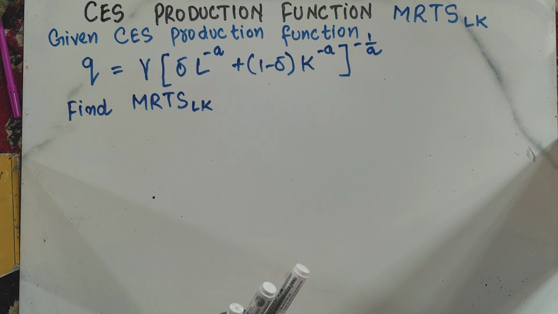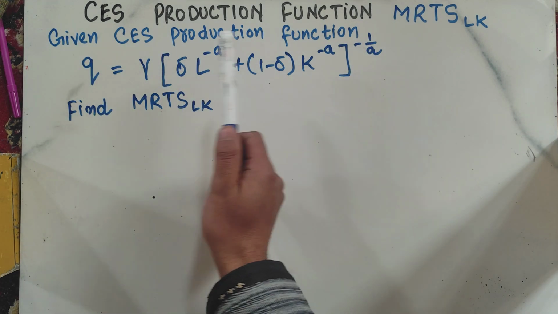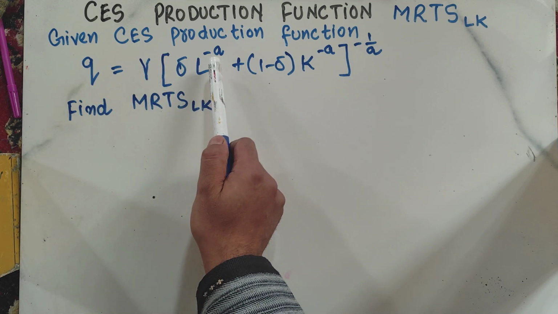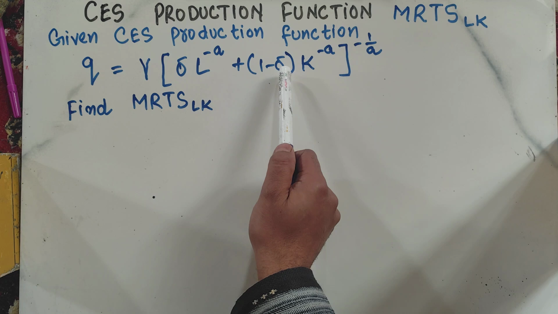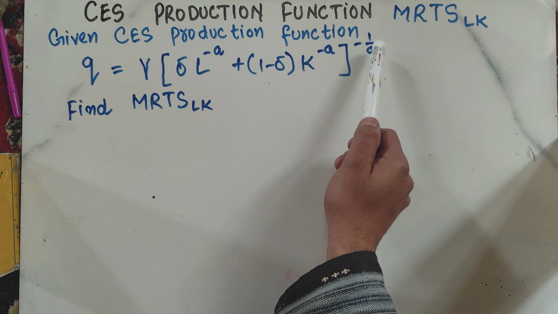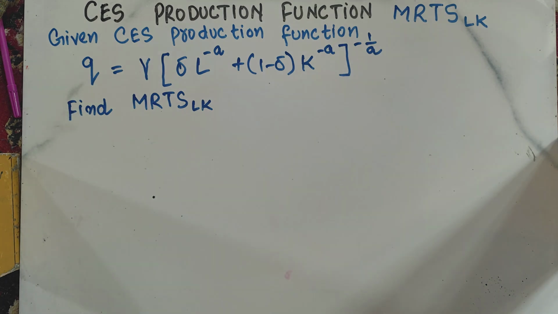In this video, we will learn how to calculate marginal rate of technical substitution for constant elasticity substitution production function. The question is, given the production function Q is equal to gamma times delta L raised power minus A plus 1 minus delta times K raised power minus A, whole raised power minus 1 upon A. We need to find out the marginal rate of technical substitution between labor and capital.